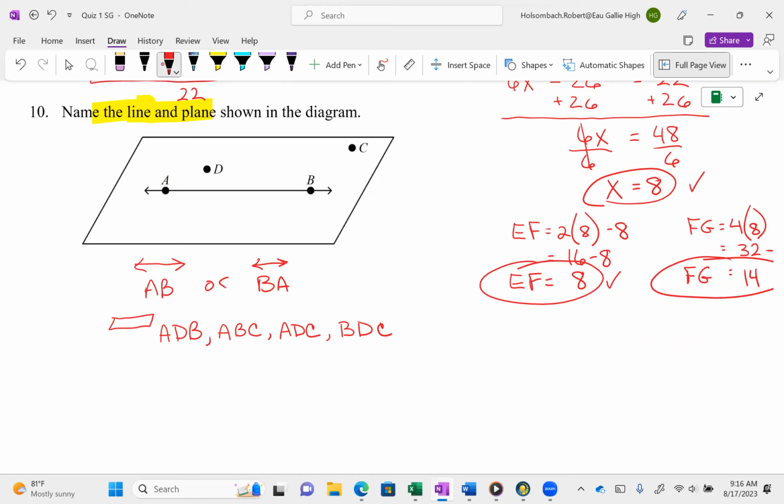All right, so any questions on those 10 problems on your study guide? All right, it looks like the key terms for tomorrow are collinear and non-collinear, coplanar and non-coplanar. All right, making sure that you can name a line, name a plane, and name segments, and that you can write an equation to solve for segment lengths. All right, so that concludes your study guide for quiz one.